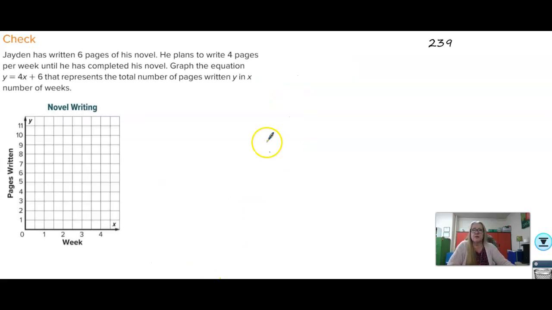Jaden has written 6 pages of his novel. He plans to write 4 pages per week until he has completed his novel. Graph the equation. So we have y equals 4x plus 6. That shows the total number of pages written y in x number of weeks.